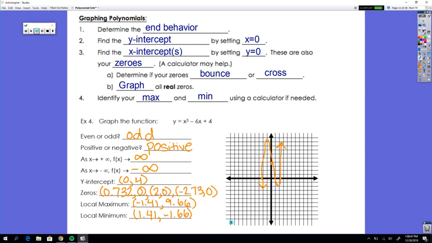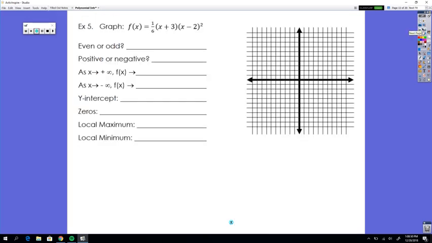Now let's move on to example 5. So example 5, this problem is going to be odd because we see that we have 2 x's right here and we have 1 x right here. So if we were to multiply everything together, we would get 3 x's. So we are going to have an odd function. Our function is positive, which means as x approaches positive infinity, f of x approaches positive infinity, and as x approaches negative infinity, f of x approaches negative infinity.